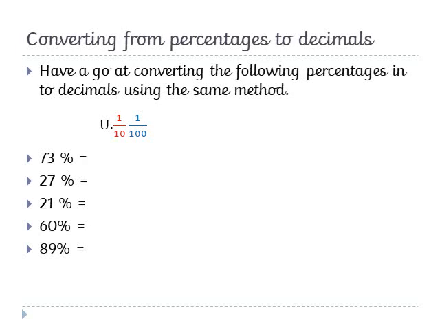Now I'd like you to have a go at converting the following percentages into decimals using the same method that we've just done. So hopefully you will start to see a pattern as you go through. But I would like you to use that same method by writing it firstly as a fraction out of 100, then breaking it down, and then finally finding out what your decimal is going to be.